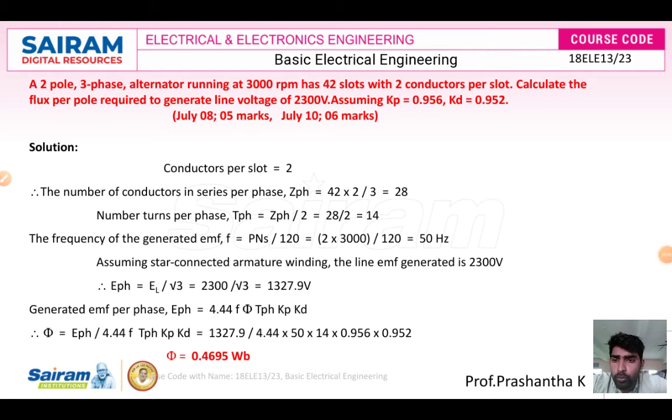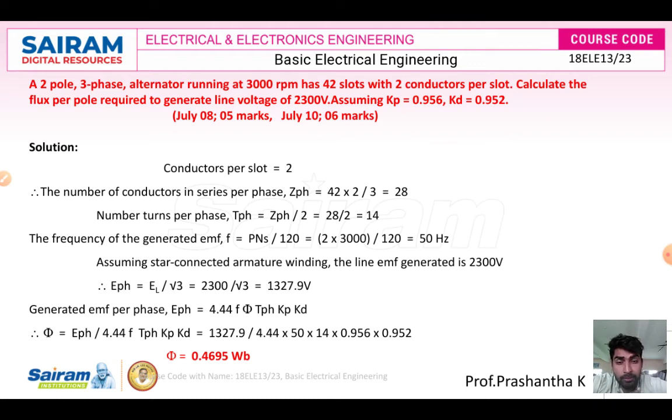Next problem: a 2-pole, 3-phase alternator running at 3000 rpm has 42 slots with 2 conductors per slot. So it is a 2-pole machine and a 3-phase alternator running at 3000 rpm. Definitely this is a non-salient pole synchronous generator or alternator, because the rotation is 3000 rpm, that is Ns. Calculate the flux per pole required to generate a line voltage of 2300 volts.